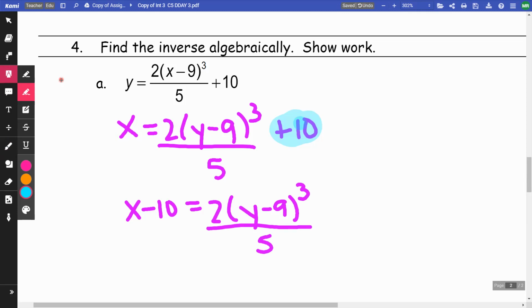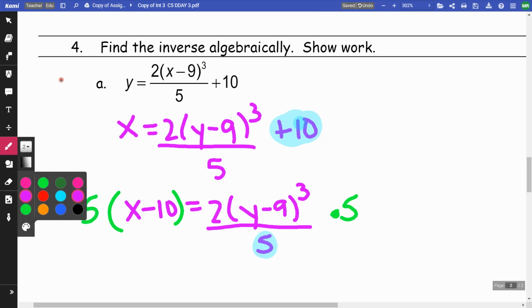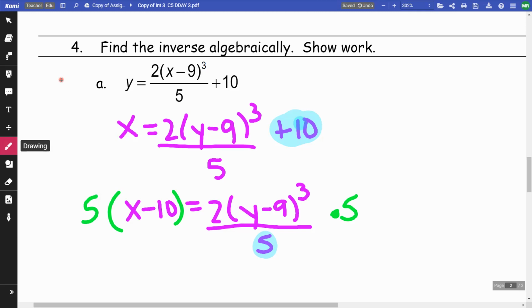Or what I can do is do each of them separately, get rid of the 5 first, and then get rid of the 2. So maybe I'll just do that. So I am going to multiply this by 5 and then multiply this by 5. And so I'm going to get 5x minus 50 is equal to 2 times (y minus 9) cubed.